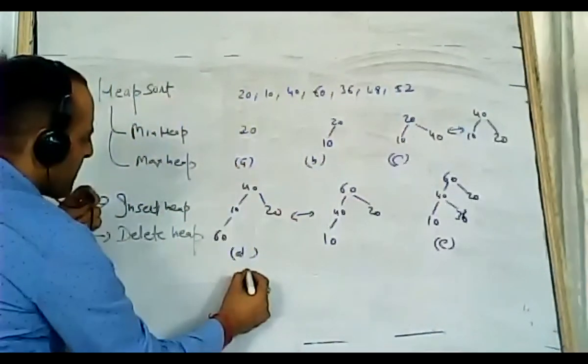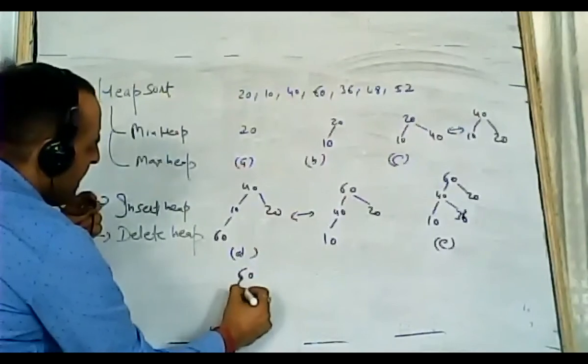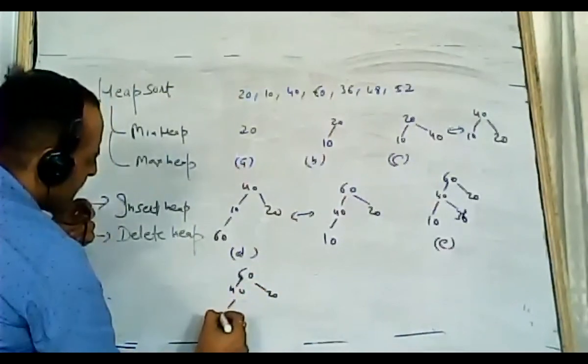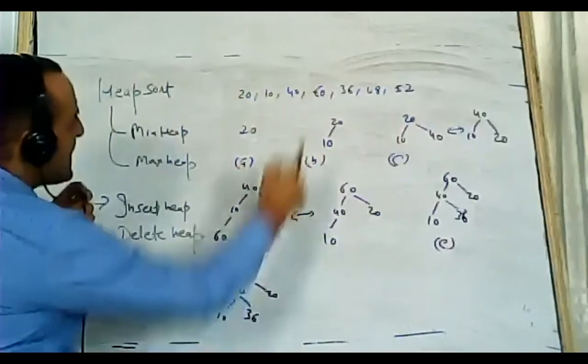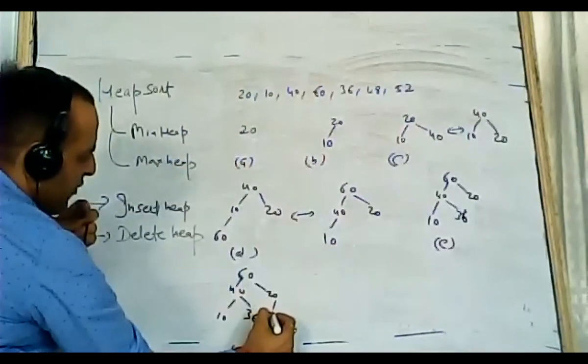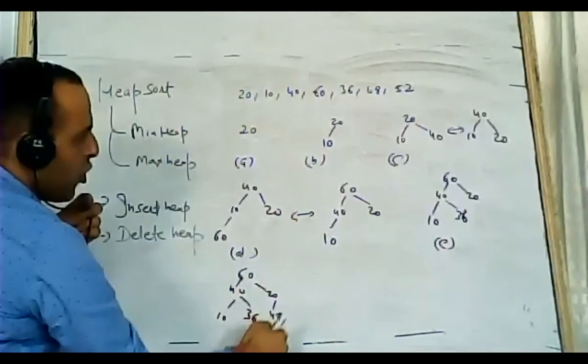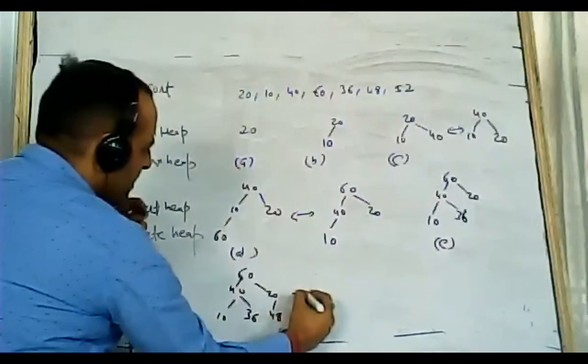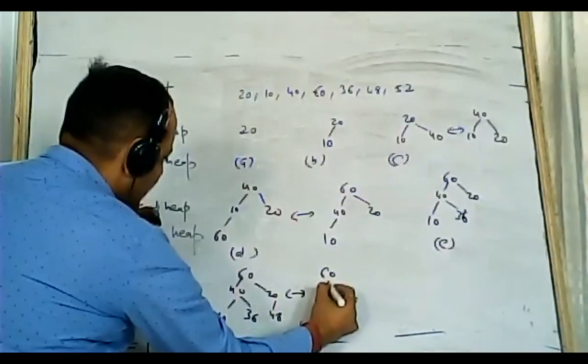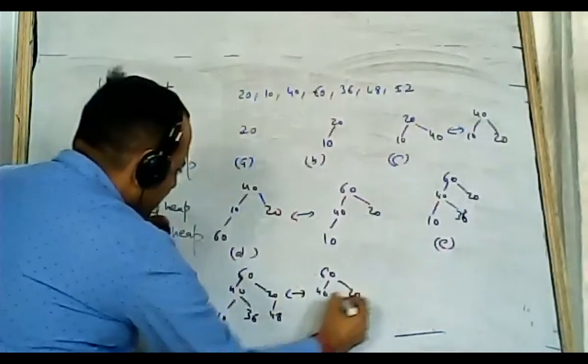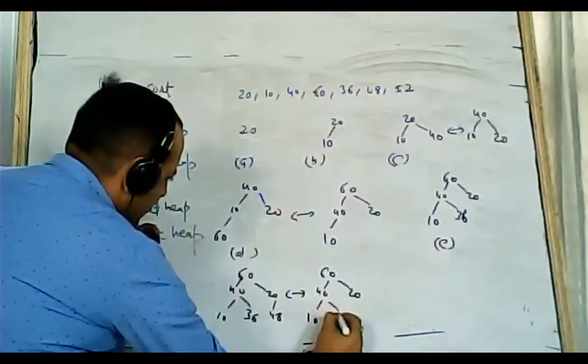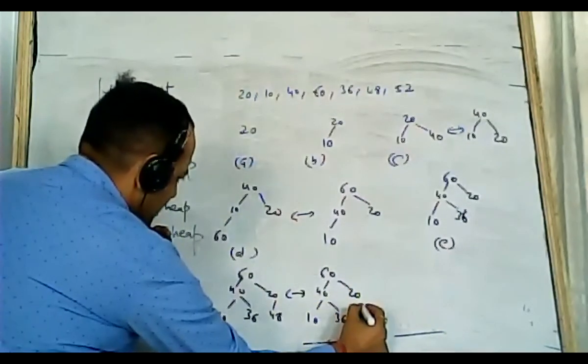Now, next step. 60, 40, 20, 10, 36. What is the next element? 48. 48 has to go on the top and 20 has to come here. So it will be 60, 40, 20, 10, 36.